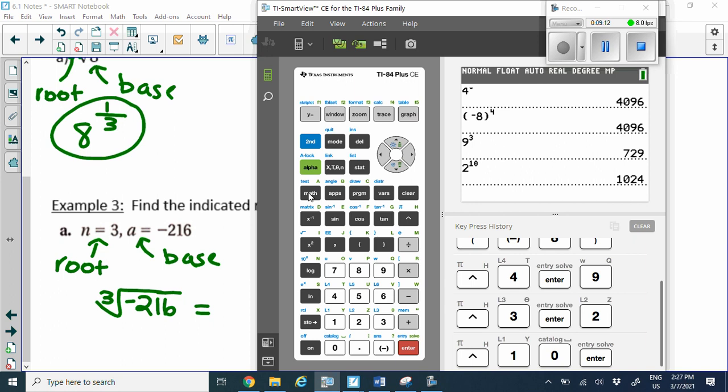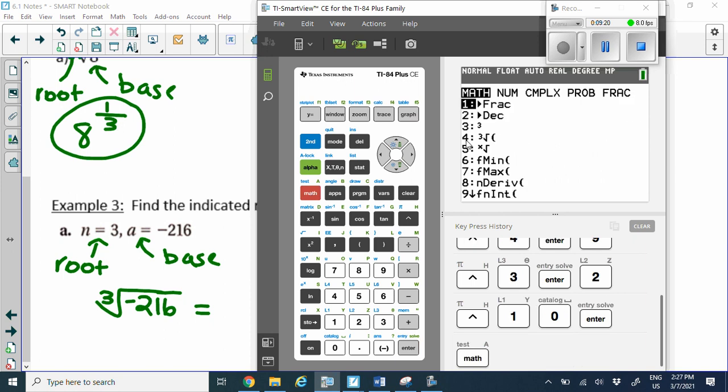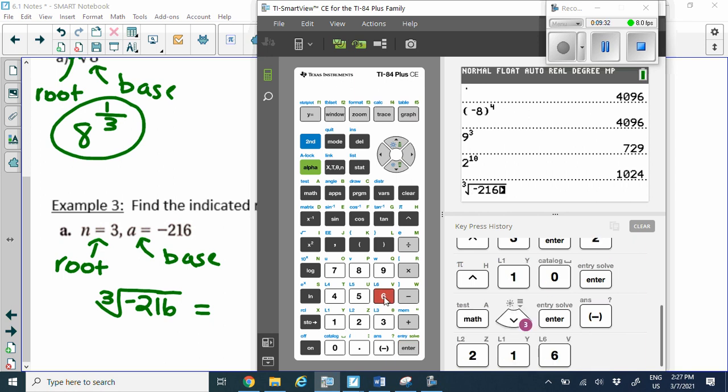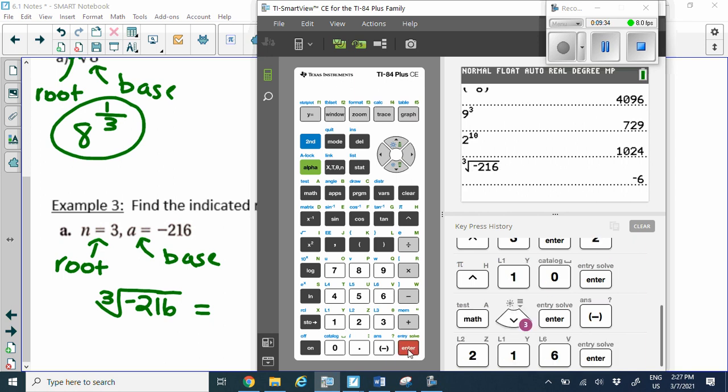One, we could go to the math button. So that's going to be on that first column, and it's going to be like the 4th row. And on number 4, you'll see this 3 and then the radical parentheses. That is the cube root. So I'm going to go down to number 4, press enter. Now I'm going to go ahead and plug in negative 216. And then all you have to do is press enter. We get negative 6. That's going to be our answer.